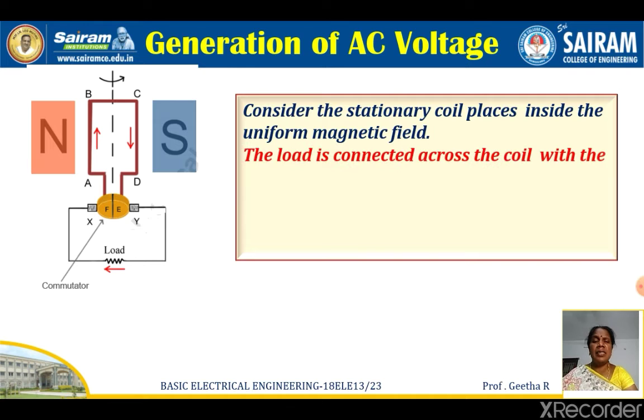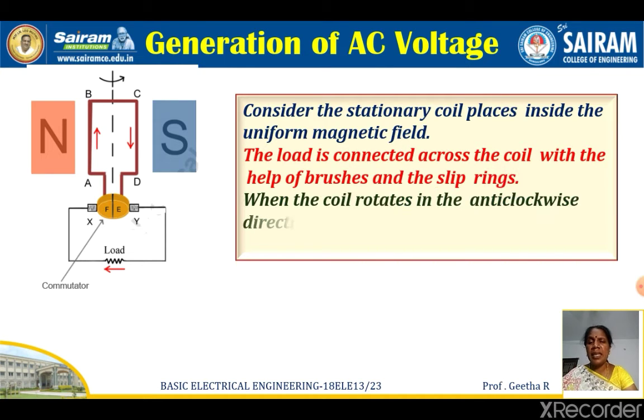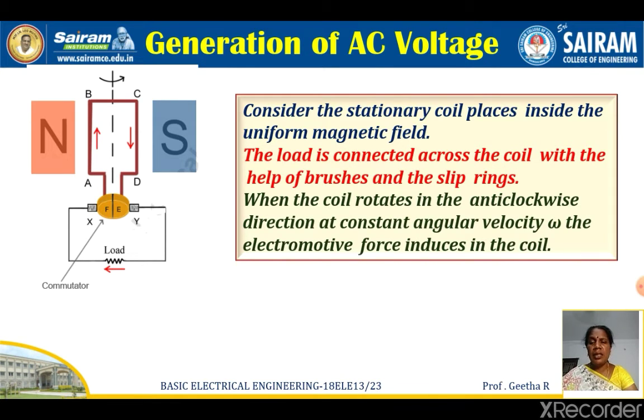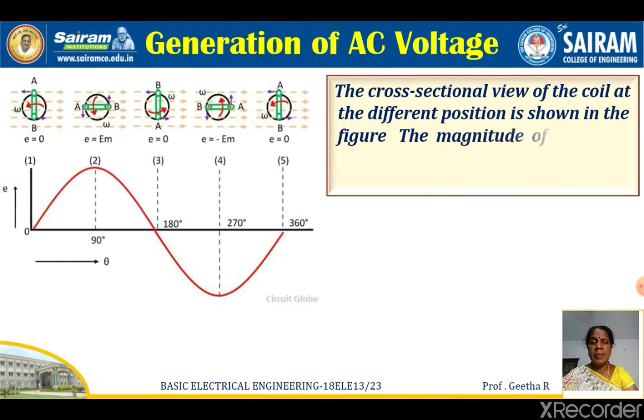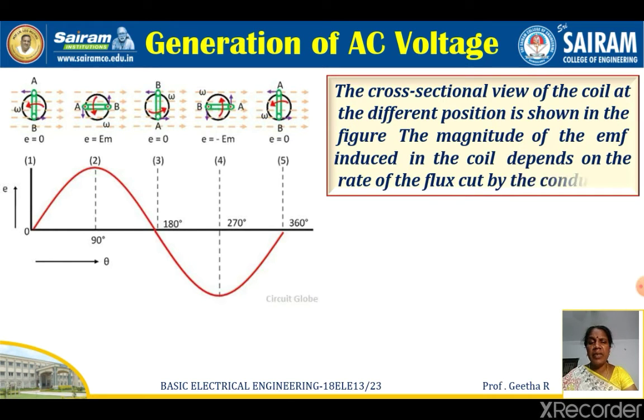Consider here the stationary coil placed inside the uniform magnetic field. The load is connected across the coil with the help of brushes and slip rings. When the coil rotates in the anticlockwise direction at constant regular velocity omega, the electromotive force is induced in the coil. The same is explained here, with the cross-sectional view of the coil at different positions.